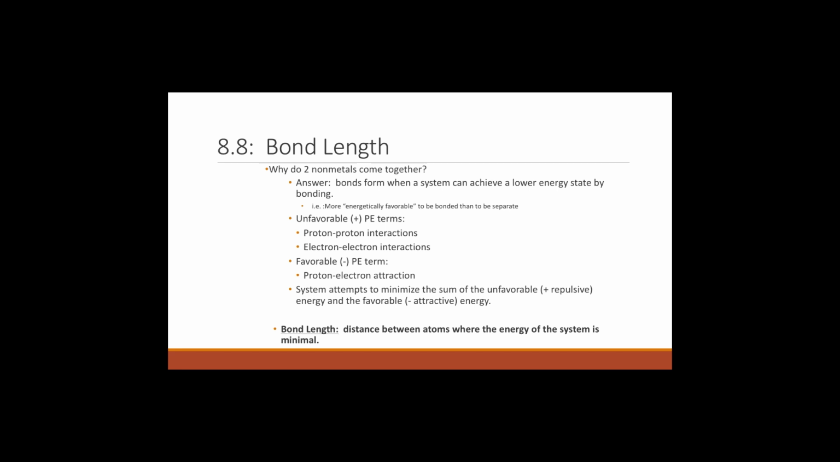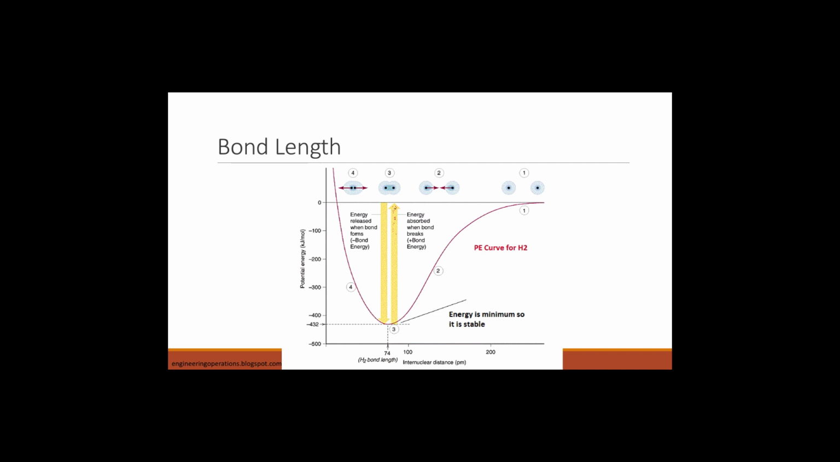Bond length, then, is the distance between the atoms where the energy of the system is minimal, where we've minimized the unfavorable repulsions and maximized the favorable attractions. Consider this diagram here, showing the potential energy change as two hydrogen atoms approach each other. Let's start here with them completely separate. Notice as they begin to get closer together, we have some repulsive forces, but we also have some attractive forces.